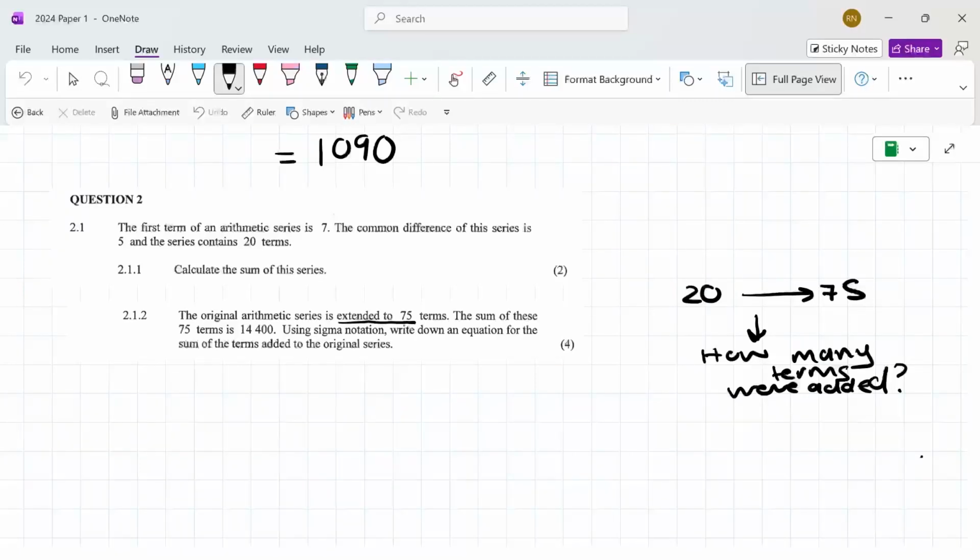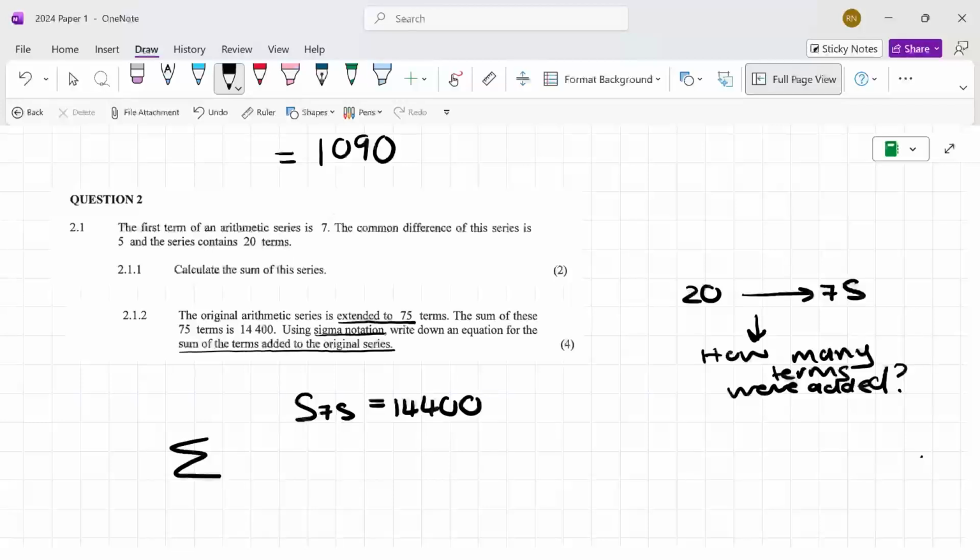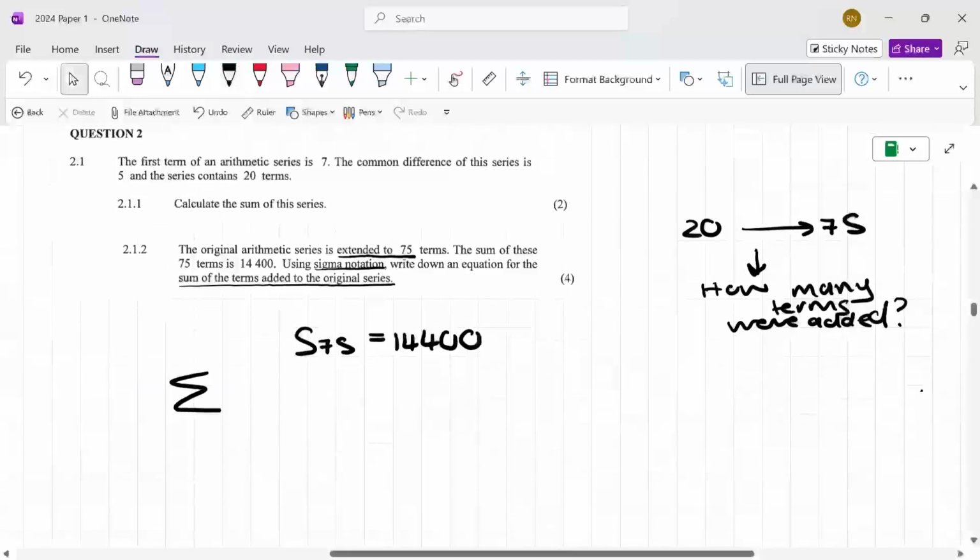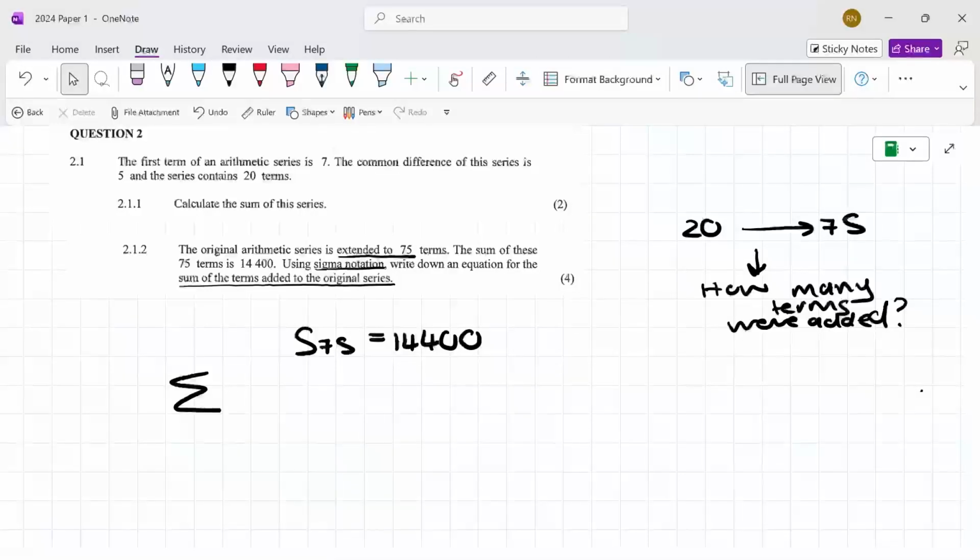Okay, the sum of these 75 terms is 14,400. So if I take the sum of all 75 terms, I get 14,400. Using sigma notation, write down an equation for the sum of the terms added to the original series. Right. So they're asking, we added these 55 terms to the sequence. We want to write in sigma notation what those terms are.